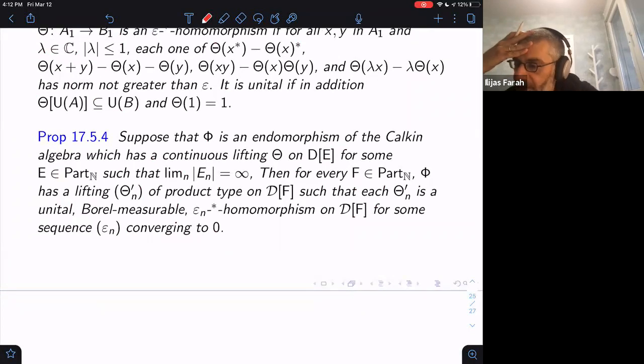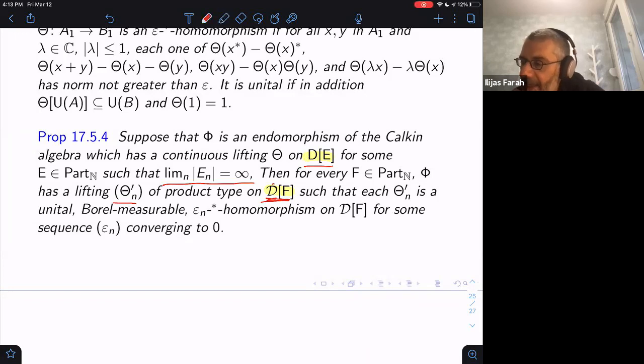Suppose that phi is an endomorphism of the Calkin algebra, which has a continuous lifting theta on D of E for some E, such that these intervals E_n, their lengths converge to infinity. Then for every F in the part n, phi has a lifting theta_n prime of product type on D of F. Now note that the font has changed. This is now a von Neumann algebra. Right? You see von Neumann algebra versus just a Cantor space, such that each theta_n prime is a unital, well, measurable epsilon_n star homomorphism on D of F for some sequence converging to 0.